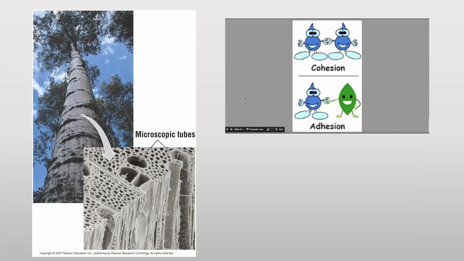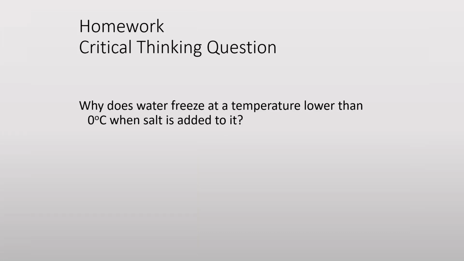Okay, so those are very important properties of water. And here's a critical thinking question. We can answer this in class, you don't have to answer this for homework. But why does water freeze at a temperature lower than 0 when salt is added to it? Why does that lower the freezing point? Because the salt interrupts the water wanting to freeze, sort of like unfreezes it, so it needs a lower temperature to balance it. Right. And refreeze at the same time.